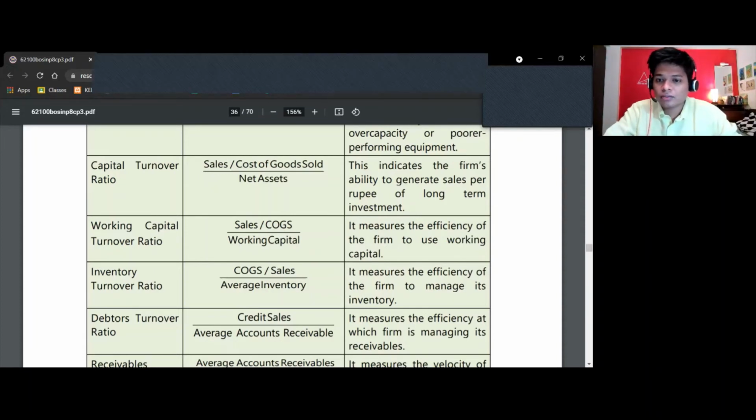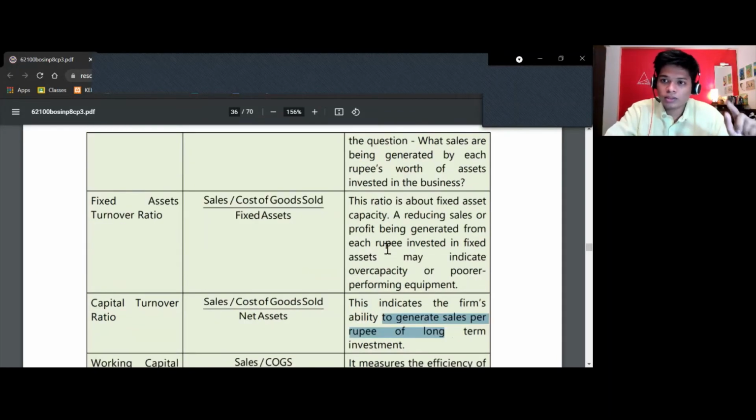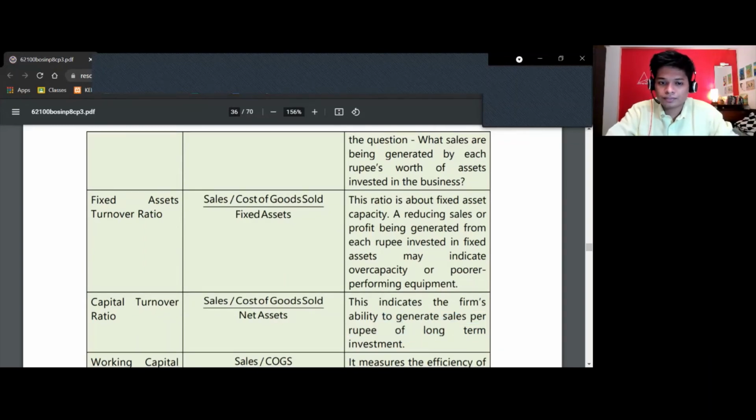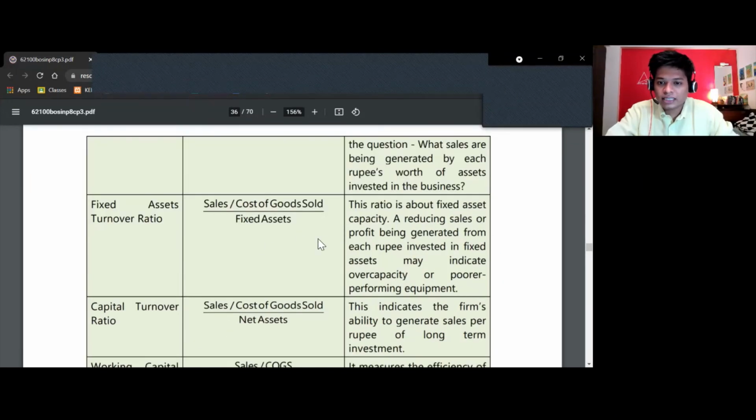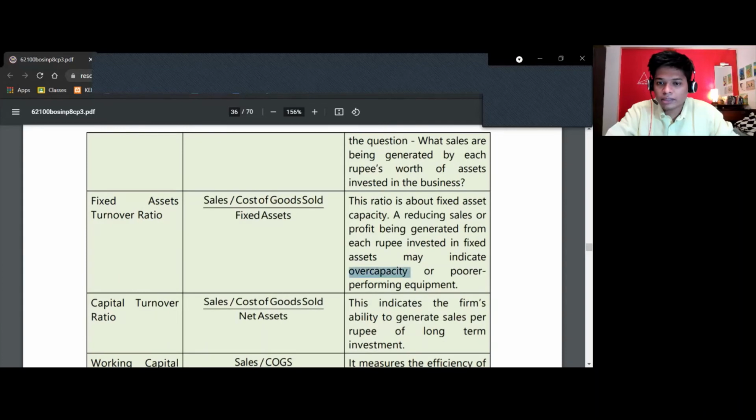So this measures the efficiency of working capital. This measures the efficiency of the net assets. This measures the efficiency with which 1 rupee of fixed asset is used. So this fixed asset ratio indicates the overcapacity or poor performance of the equipment.